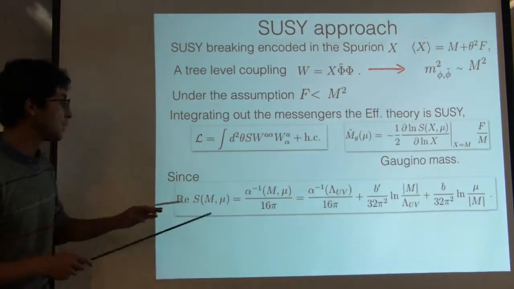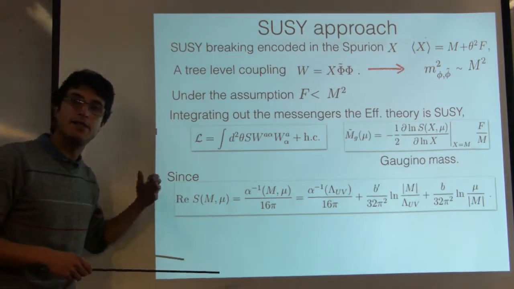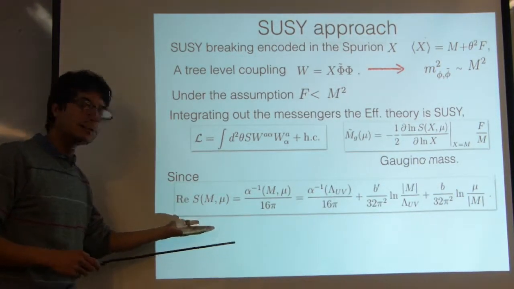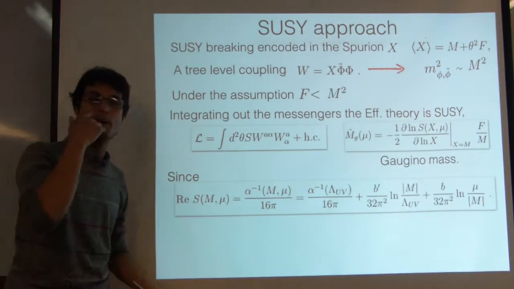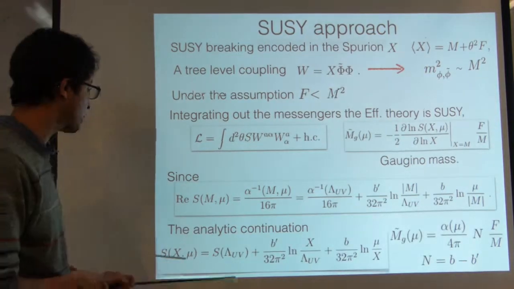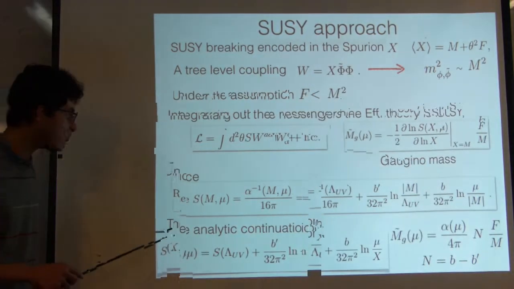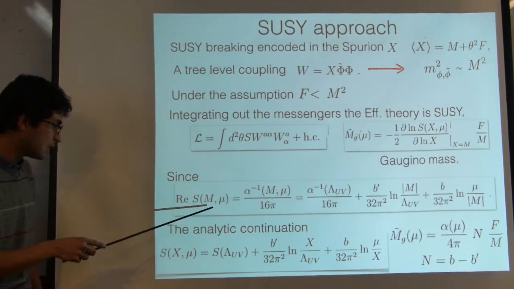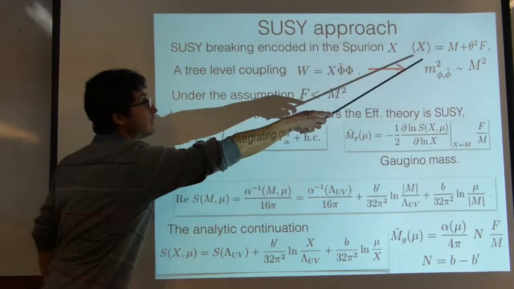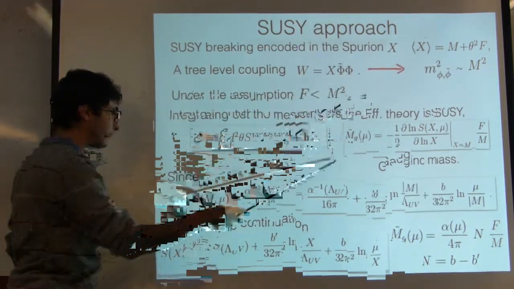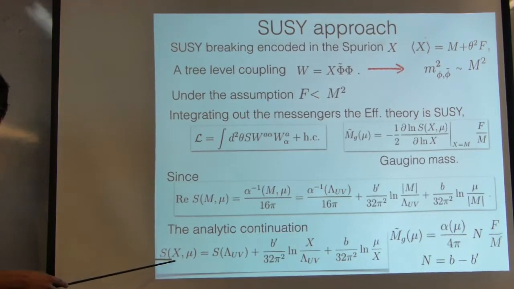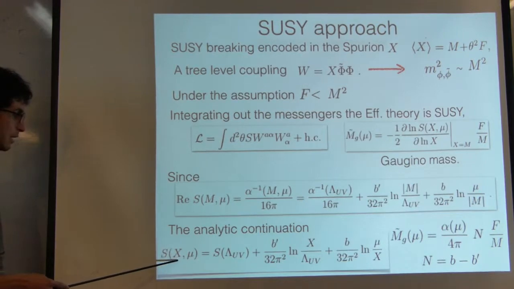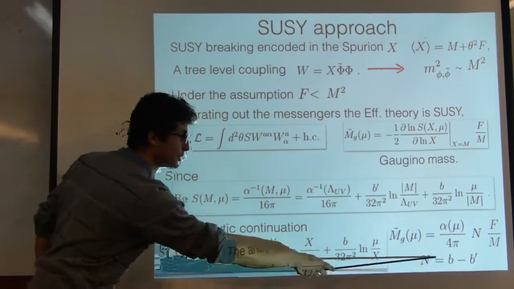However, now this is at the function level, but we want to uplift this in the sense that we promote this to superspace, and we do an analytic continuation. So where the M appears, we are going to replace this M by X, and we have the full X dependence of the gauge kinetic function that I have here.